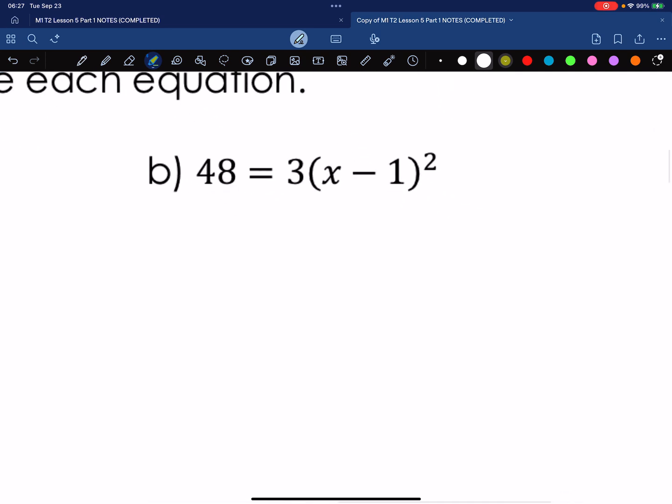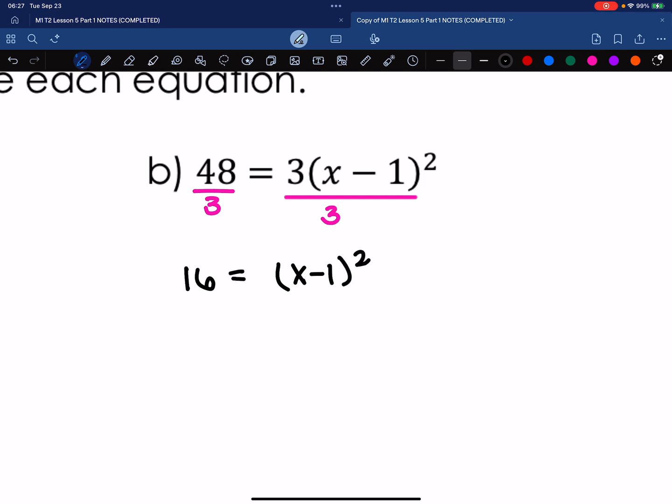Okay, if we look at this next equation, same concept, it just is written in more of a vertex form. So you always want to get the squared part by itself. So we want to move this 3 to the other side by dividing it. When we do that, 48 divided by 3 is 16. And so now we have what's being squared completely by itself. And to solve, we can square root both sides.